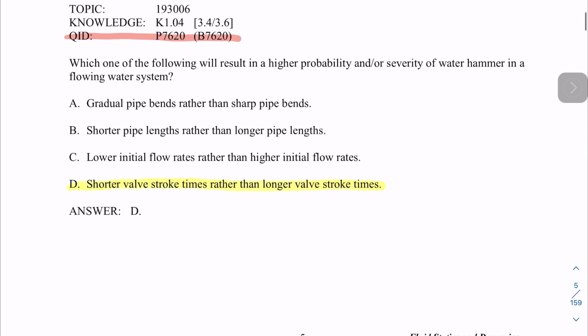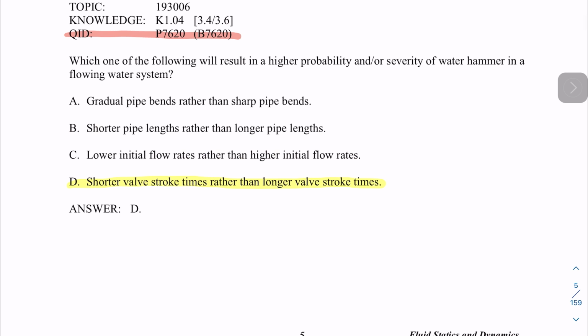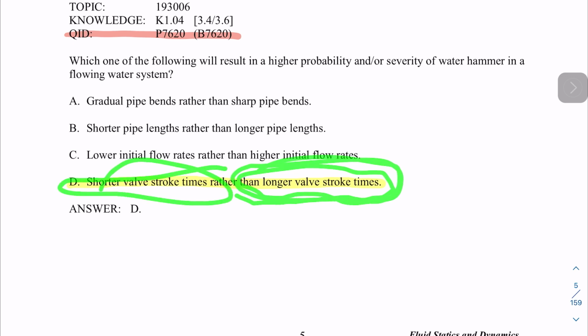Now, which one of the following will result in a higher probability and/or severity of water hammer in a flowing water system? So, again, which one of the following will result in a higher probability and/or severity of water hammer in a flowing system? Shorter valve stroke times rather than longer valve stroke times, because this has a longer time to dissipate than this one, right?